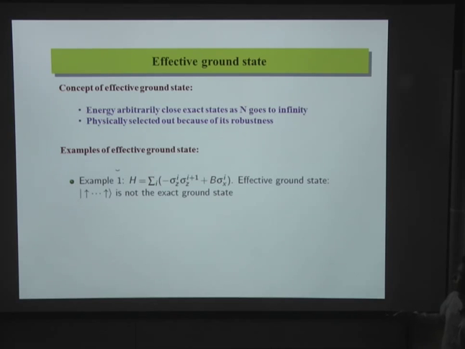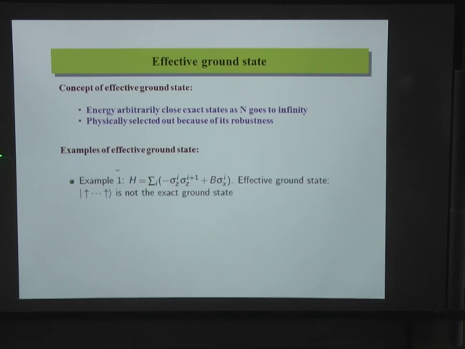but it's non-zero. In that case, you can easily see the exact ground state should be a big quantum superposition state. It should have all spins up plus all spins down. It's like a general cat state. But the energy difference between this simple ferromagnetic state and this cat state quickly approaches 0 when the system size increases. So the energy difference is really tiny.